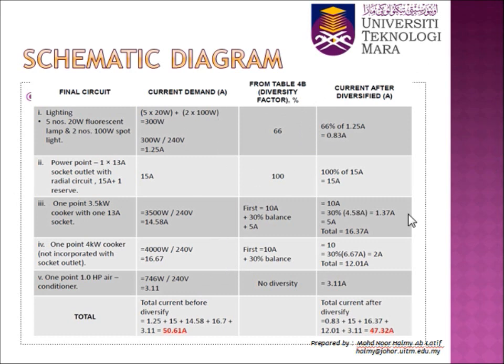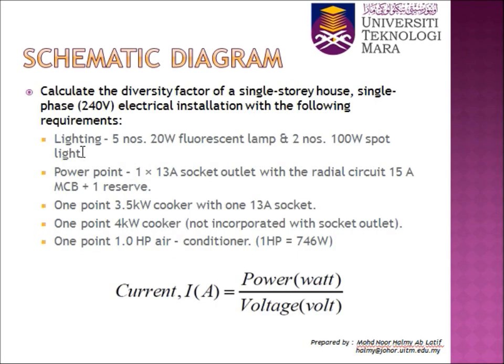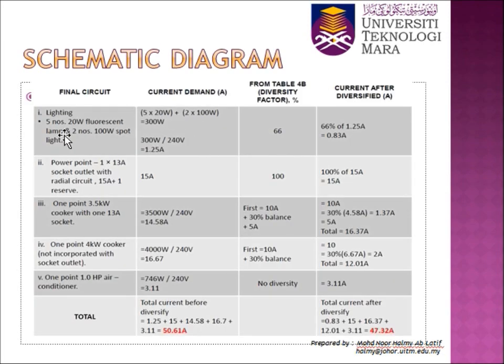Okay, so first, the question states that this house has lighting, 5 units of 20 watt fluorescent lamp and 2 units of 100 watt spotlight. So 5 times 20 watts plus 2 times 100 watts, you get 300 watts. To calculate the current, it is power divided by voltage, so you get 1.25 ampere. From table 4B, it says that lighting has 66% diversity factor. Next, what you need to do is 66% times the current you get here, so we get the new current, equal to 0.83.